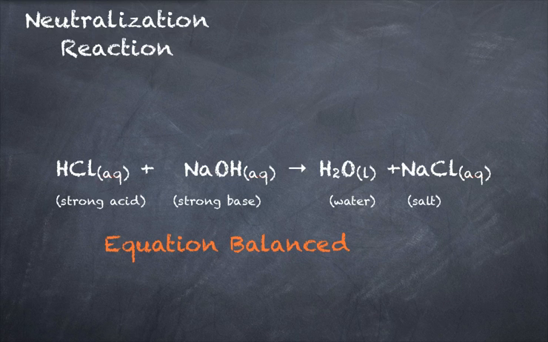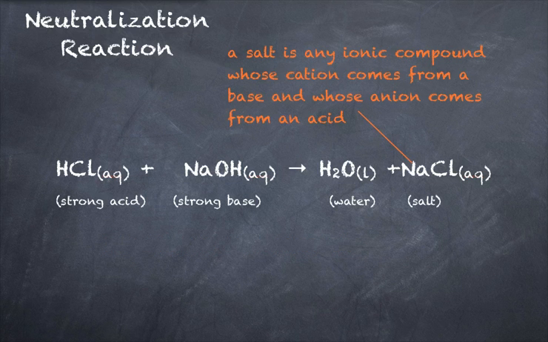Let me first of all define what a salt is. A salt is any ionic compound whose cation comes from the base, in this case the sodium, and whose anion comes from the acid, that's the Cl. So it's whatever is left over after you make the water. So a salt can be anything, any cation, any anion added together ionically as a result of an acid-base reaction. And that's how salt is made. That's how the salt in the ocean is made.